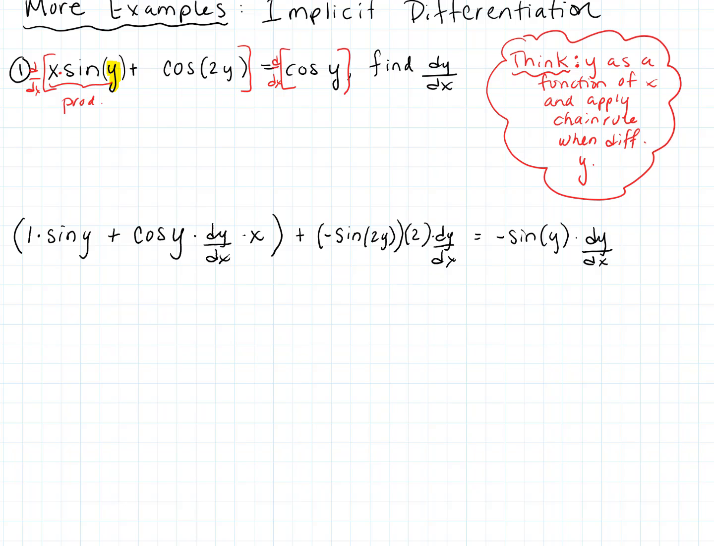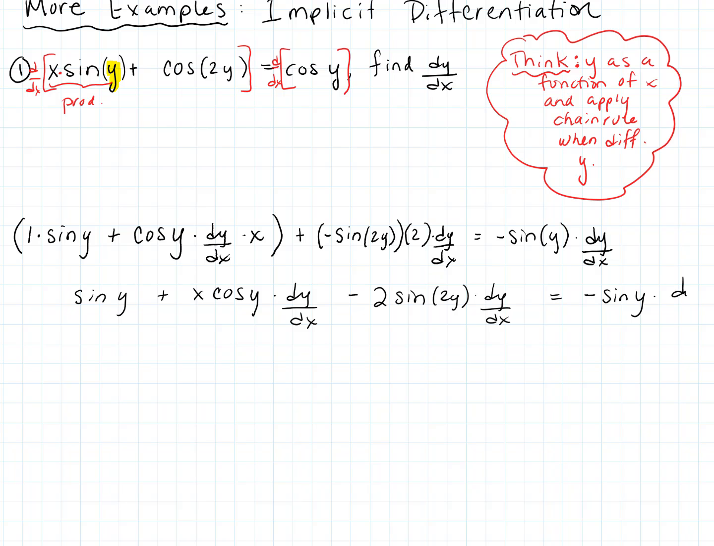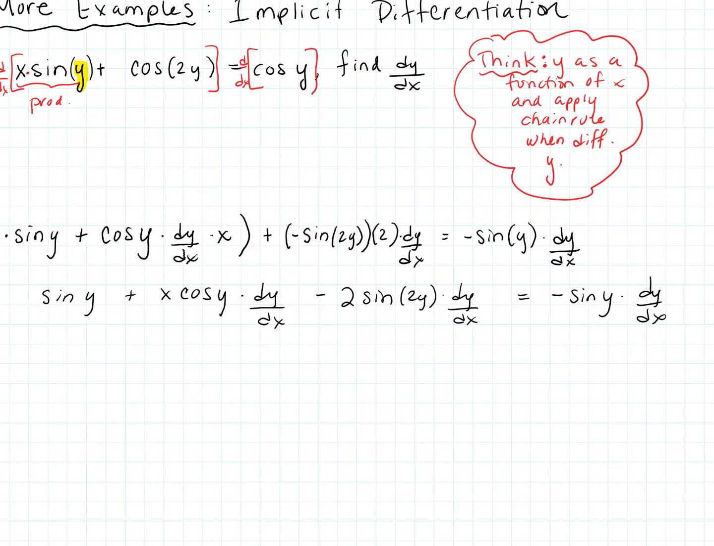So let's simplify a little bit here. There's not much to do, but this is the sine of y plus x times the cosine of y, and I'm going to drop those parentheses, cosine of y times dy dx. And then we've got minus 2 sine of 2y dy dx equals negative sine of y dy dx.